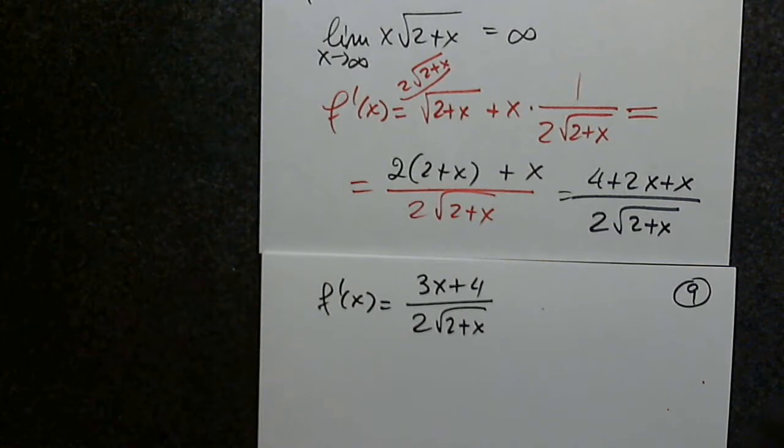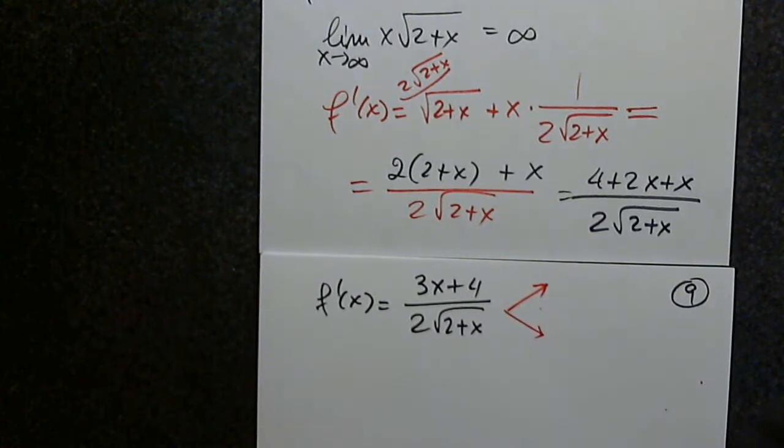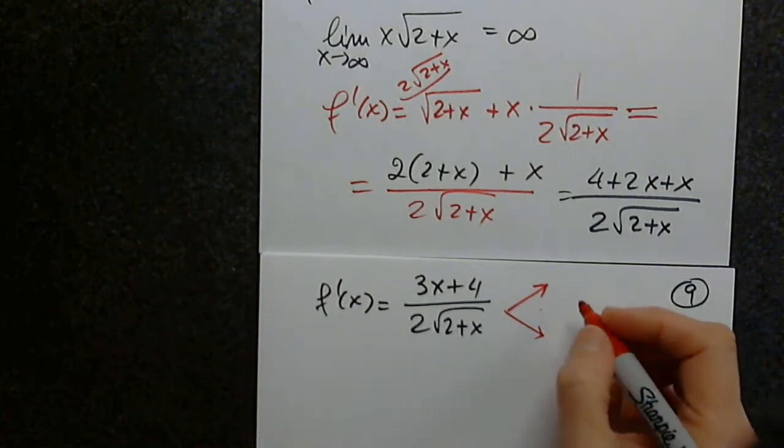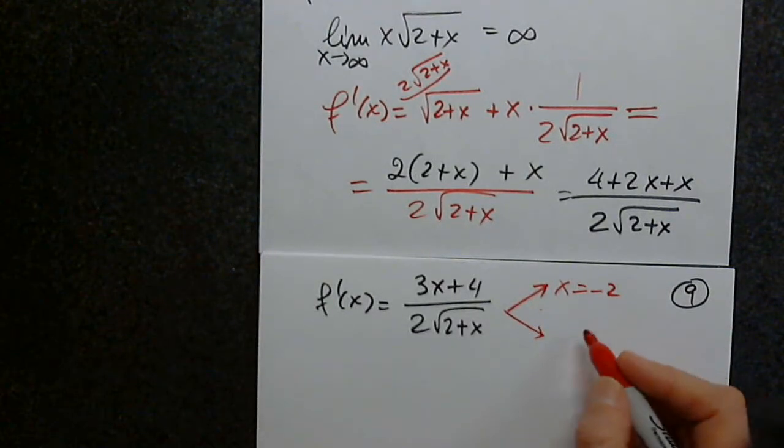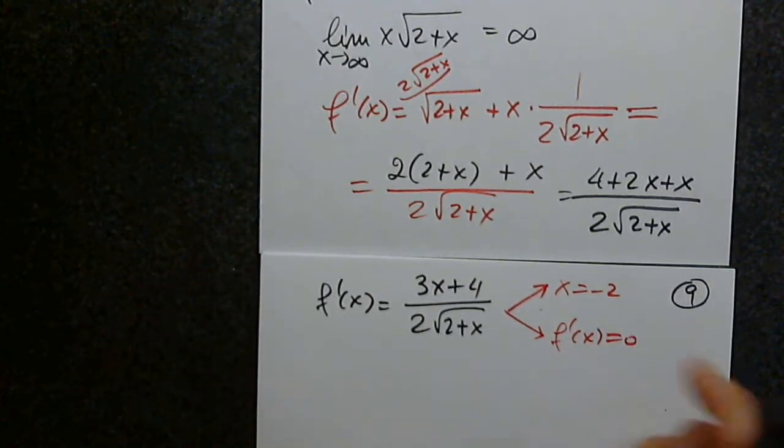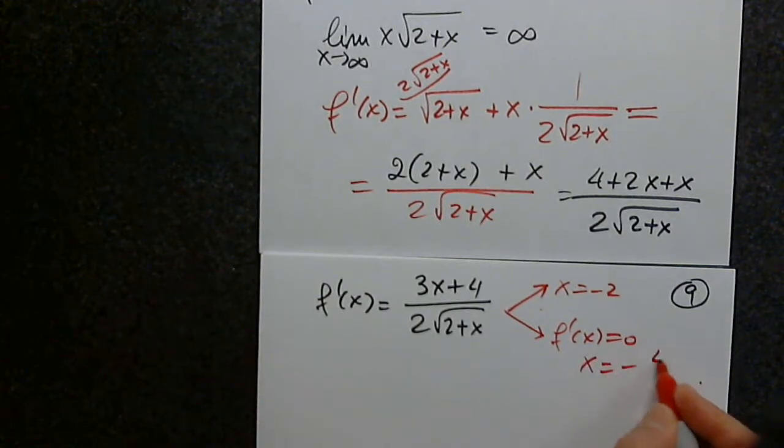What do I need to determine next? After f prime, critical numbers, awesome. Critical numbers come from two sources: when f prime is undefined and the function is, and when f prime is 0. It happens that this function has two critical numbers, one coming from each source. So what will be the critical number coming from f prime being undefined? Very good. And what will be the critical number coming from f prime being 0? I have to move 4 to the other side and divide by 3. -4/3.